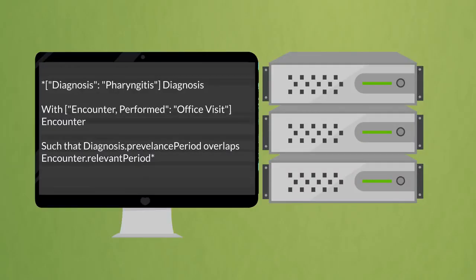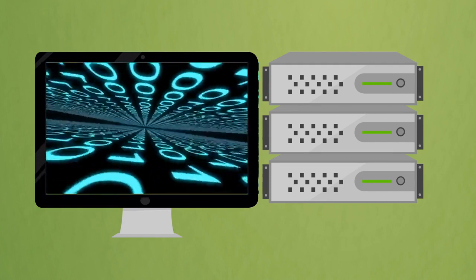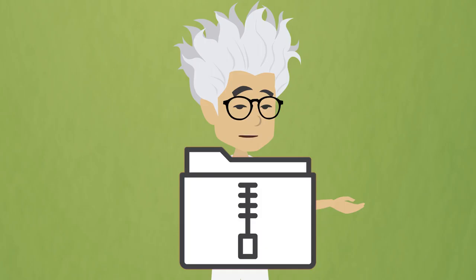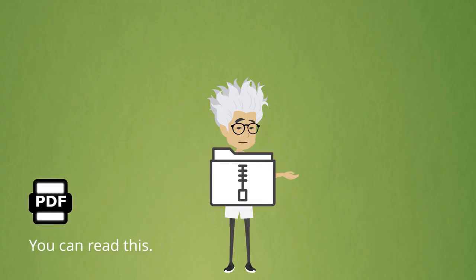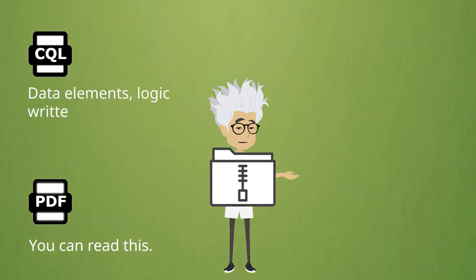After a measure's data elements are written in CQL, they are translated into file formats that computers can use to calculate and report HEDIS results. So here's what's inside me, or my zip folder. A human-readable file. This makes me easily understood by people who aren't familiar with computer-coded files. A CQL file. This is a list of all my data elements written how a computer understands.